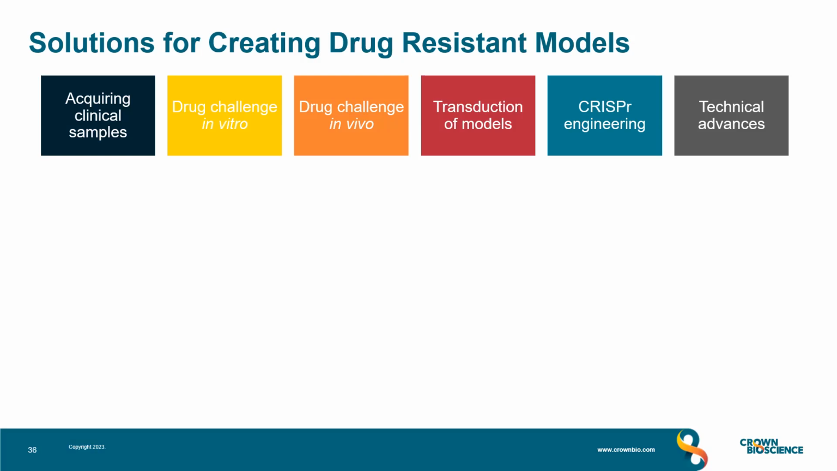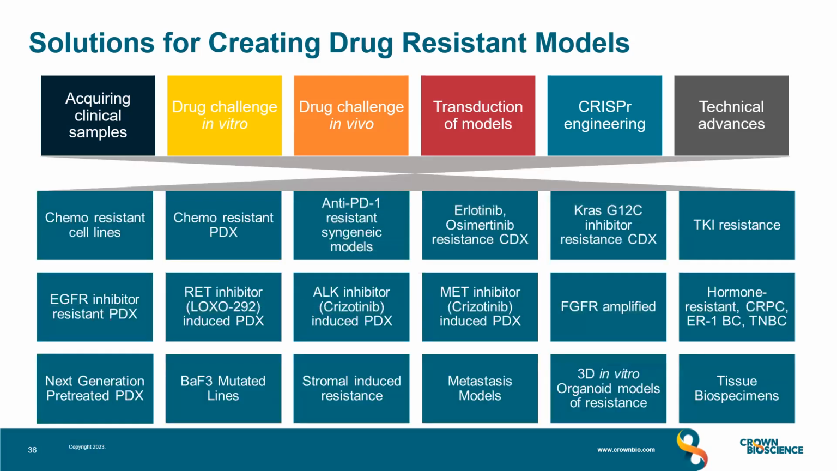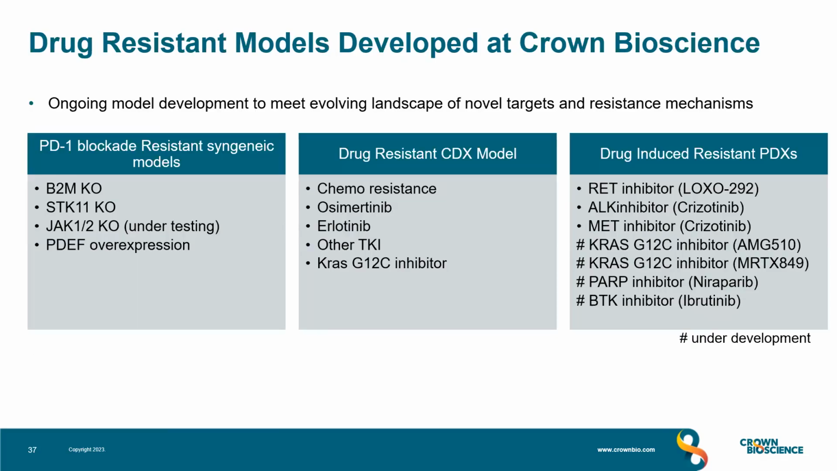These have been the most successful strategies, and as a result, we've been able to take these on board and expand our resistance capabilities quite significantly. And just listed here are more recent models in the pipeline being created or validated that reflect predominantly the new agents that have been approved, and where there is a need to tackle resistance. So, for example, the PARP inhibitors, RET, ALK inhibition, KRAS, and also PD-1 blockade by immune checkpoint inhibitors.